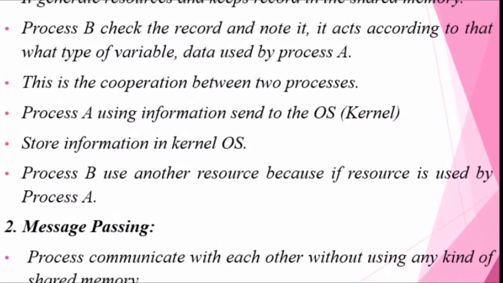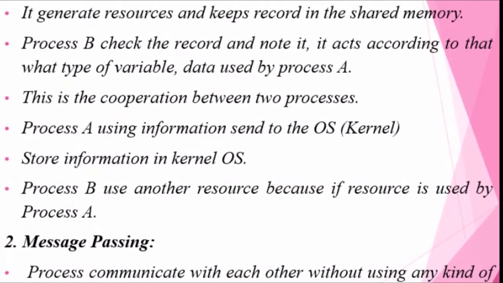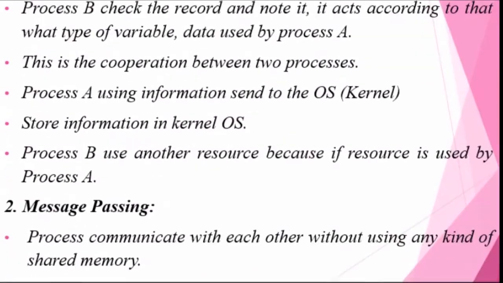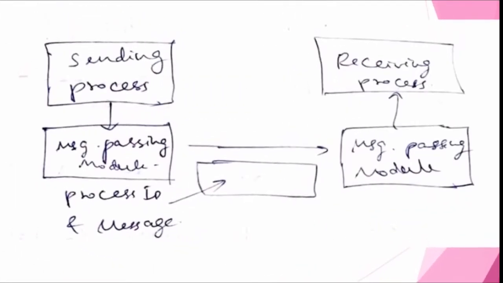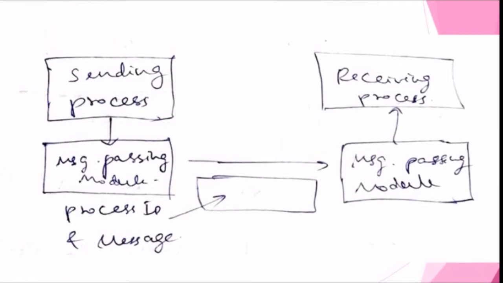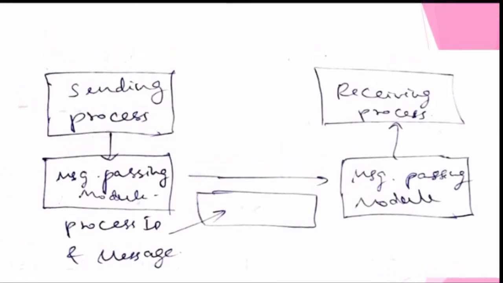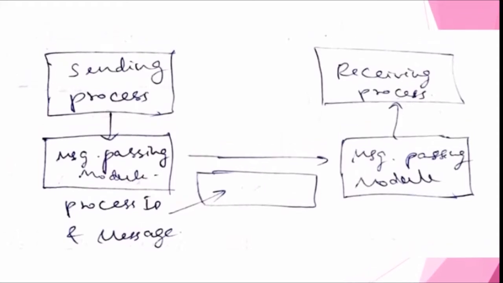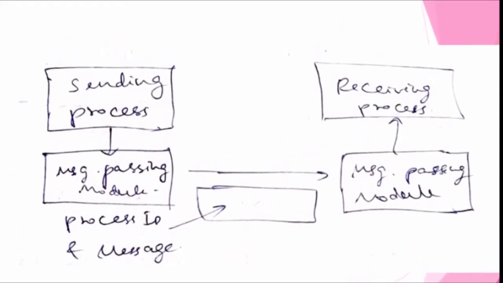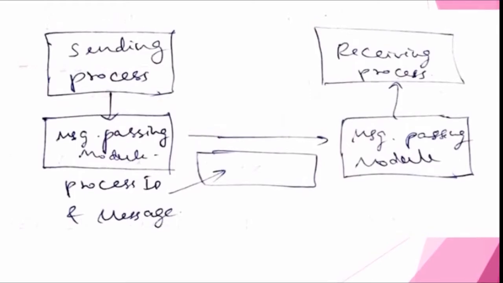Second is message passing. Here processes communicate with each other without using any kind of shared memory. This is the diagram for message passing. First the sending process is given to the message passing module, and then it is given the process ID and message. By using this process ID and message, the receiver receives the message.